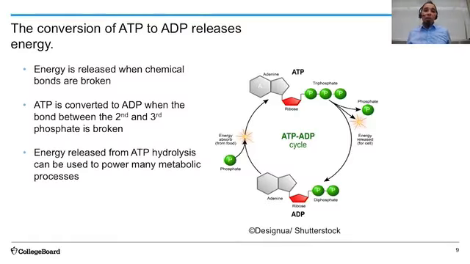And that energy released from that ATP hydrolysis can be used to power many metabolic processes such as movement, transport, reproduction, whatever your body needs for energy. It's going to be able to acquire it from that ATP hydrolysis. And so there I have isolated that process. You've got your ATP with the 3 phosphates. You release a phosphate. Energy is released for use by the cell.